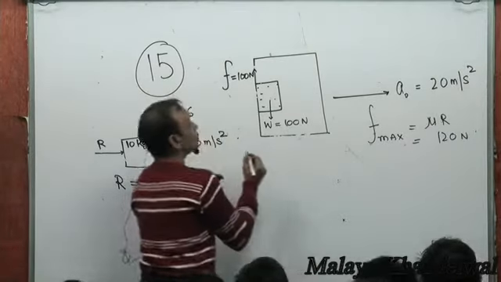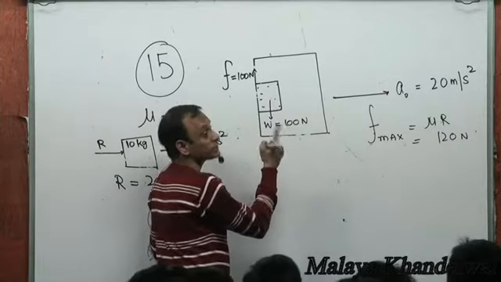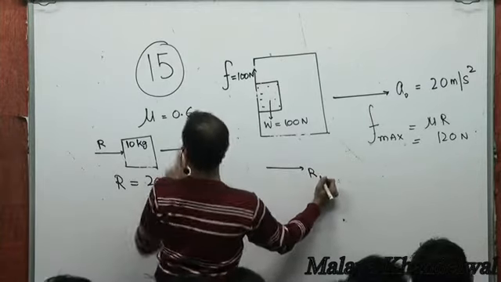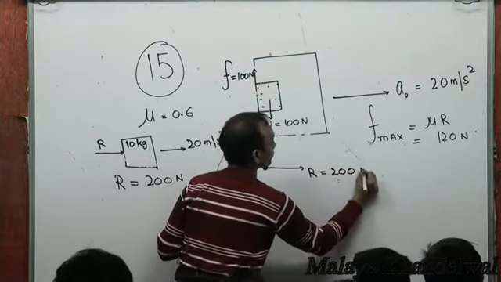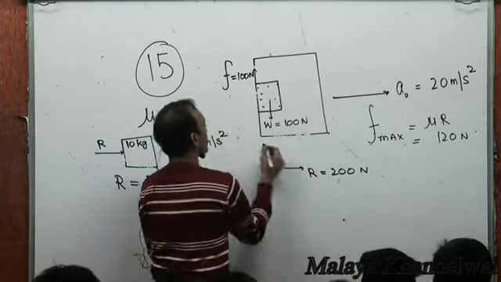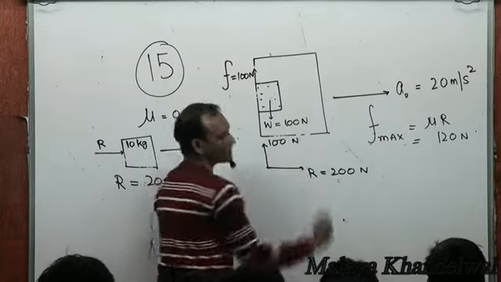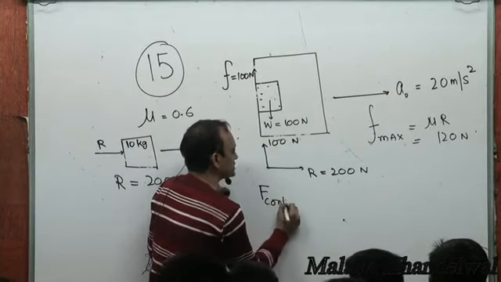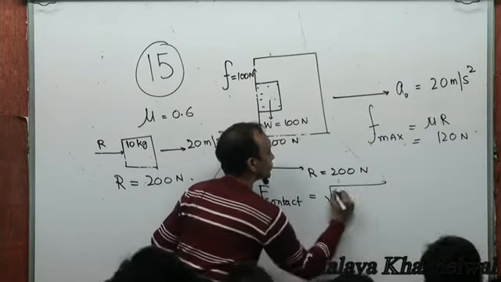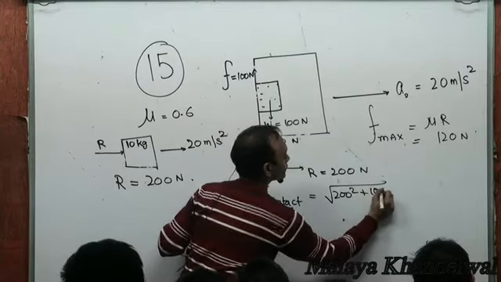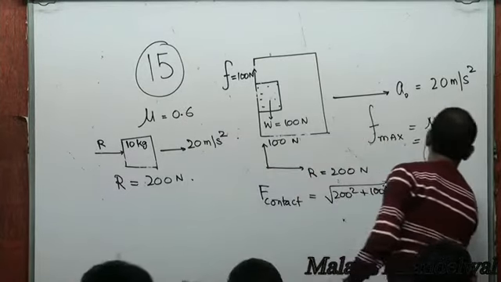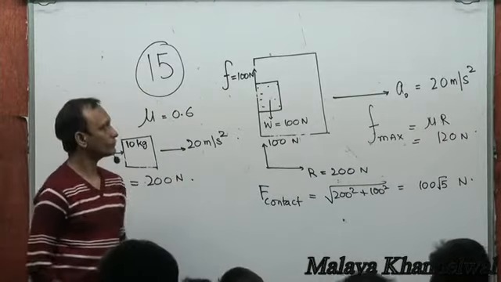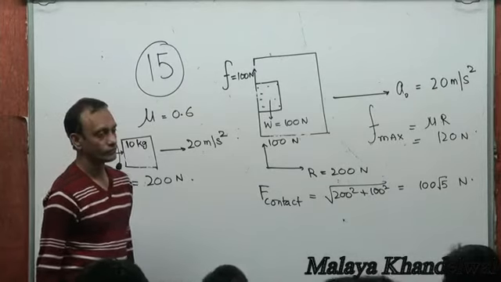Now, the total contact forces are friction force and normal reaction. So R, which is how much? 200 newtons, and frictional force, which is 100 newtons. These are the two contact forces. The net contact force, F contact, would be root R squared plus F squared, root 200 squared plus 100 squared, which is 100 root 5 newtons. Right?